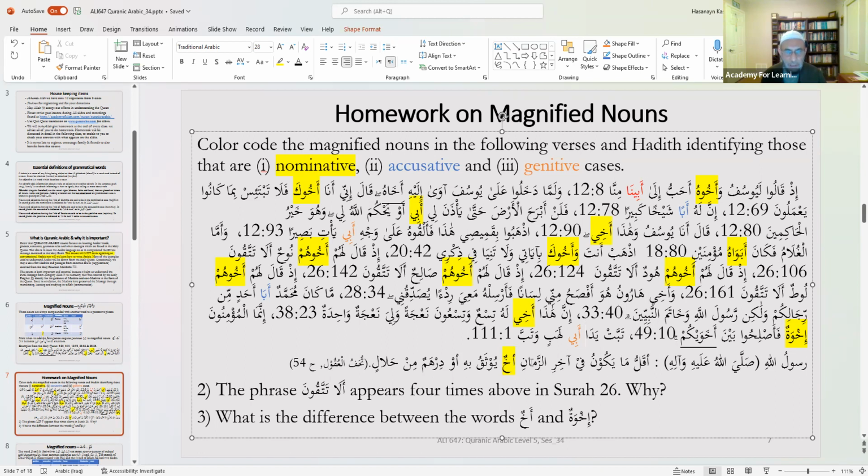Now I forgot to put this hadith. Of course I didn't expect you to answer that, but I said earlier that we color code the magnified nouns following verses and hadith. But the hadith, somehow when I sent out the slides for posting, I forgot. So look at this hadith. It's an interesting hadith, right?